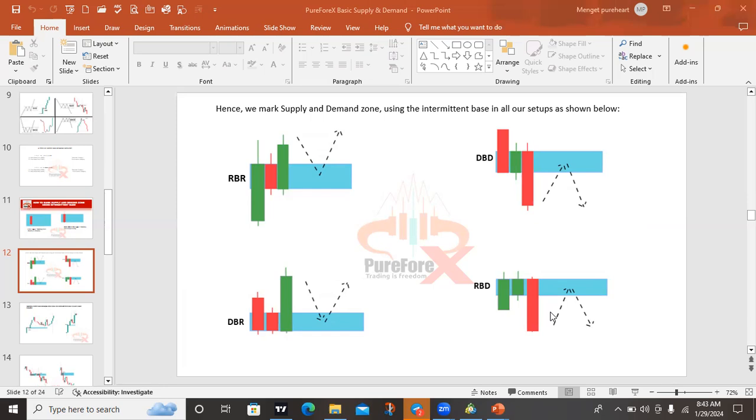Supply and demand zones could be more than this, but this is the basic knowledge of supply and demand zones. I'm just trying to give you an idea of what comes about with this terminology: rally base rally, drop base drop. What leads us to different types of supply and demand zones is what I'm trying to explain to you in this particular Zoom session.